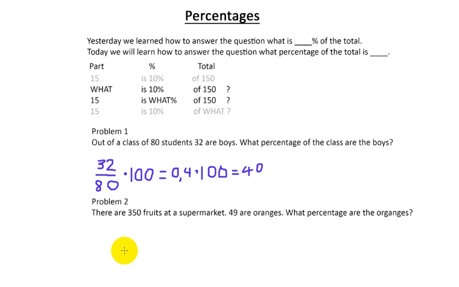So what's the part and what's the total? Well, the total is all the fruits inside the supermarket, so 350. This goes on the bottom. And what's the part? Part is the oranges. So 49. So I need to do 49 divided by 350, and then whatever I find, I need to multiply it by 100.